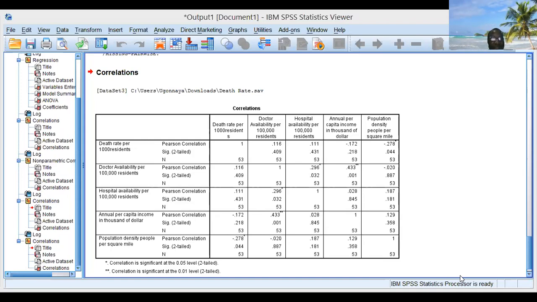Then annual per capita income and death rate is negative. Can you see? So if the income increases, the death rate will reduce. Population density and death rate is a negative correlation, but it's supposed to be positive. Population density increases, death rate decreases. That's what it's showing. Then look at here.